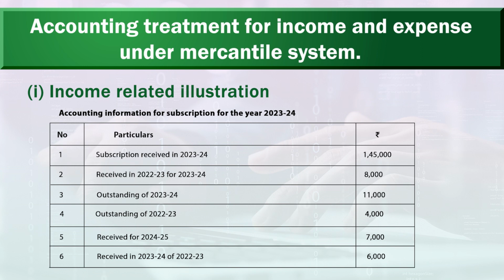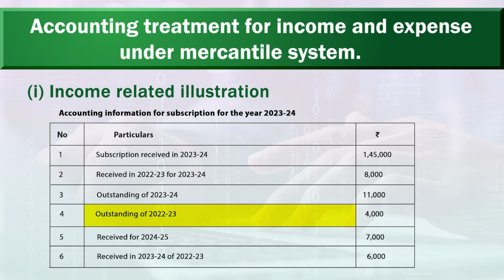Accounting information for subscription for the year 2023-24 is given. The first entry is subscription received in 2023-2024. The amount is 1,45,000. 2. Received in 2022-2023 for 2023-2024 rupees 8,000. 3. Outstanding of 23-24 is rupees 11,000.